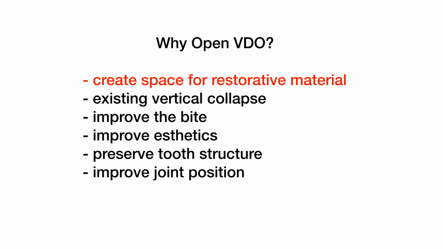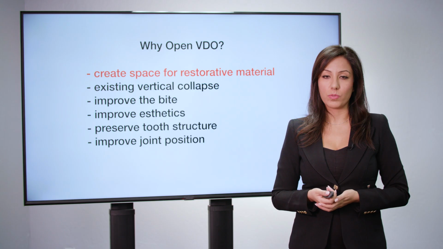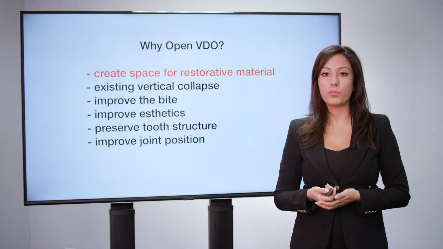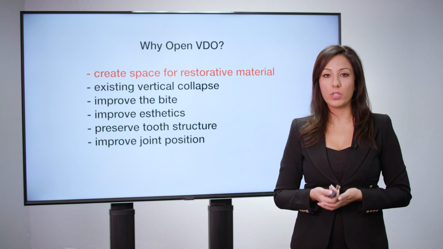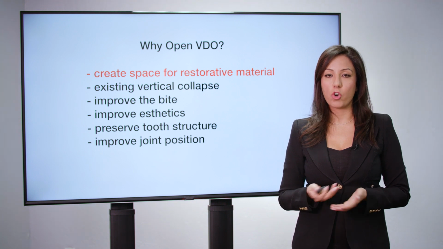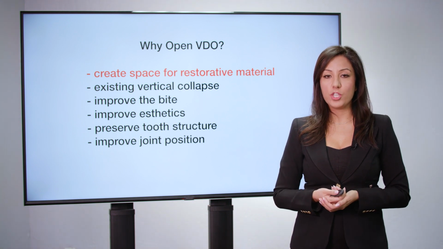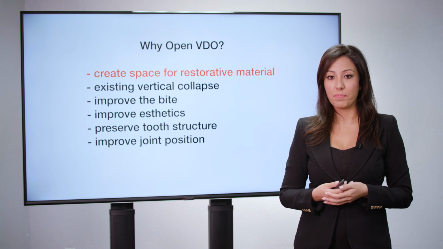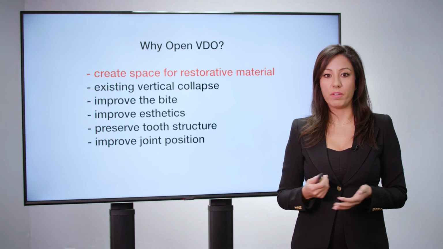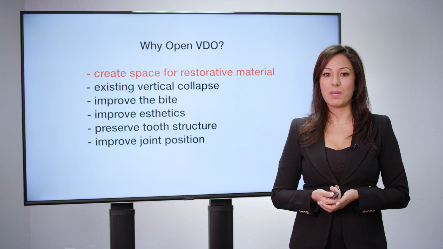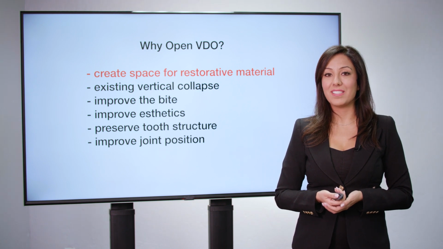So why would we open a patient's vertical? There are several really good reasons to do that. The first and most common reason in restorative dentistry is to create room for restorative materials. And this is really common in patients that have wear across their arches. Patients with existing vertical collapse also can benefit from opening vertical. Patients who need bite improvements or improvements in aesthetics.